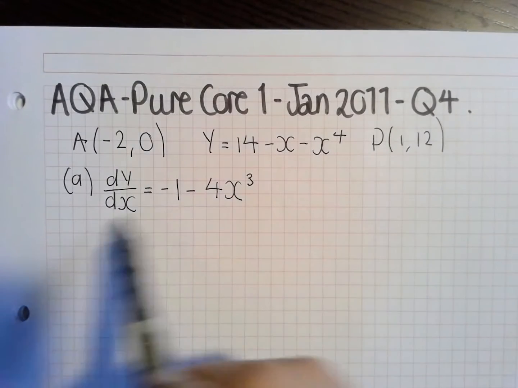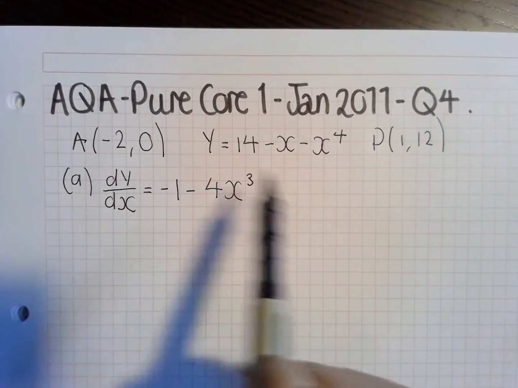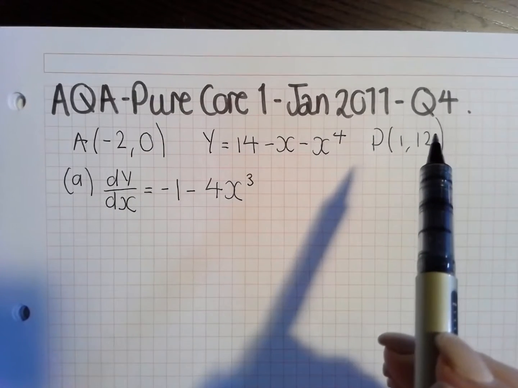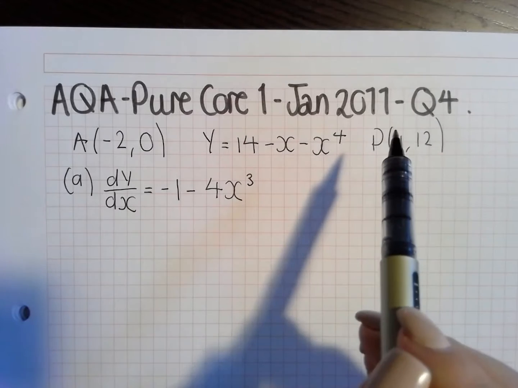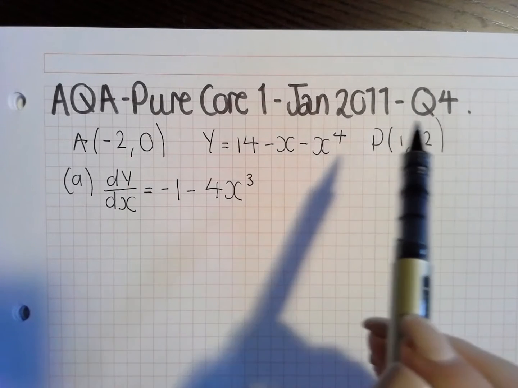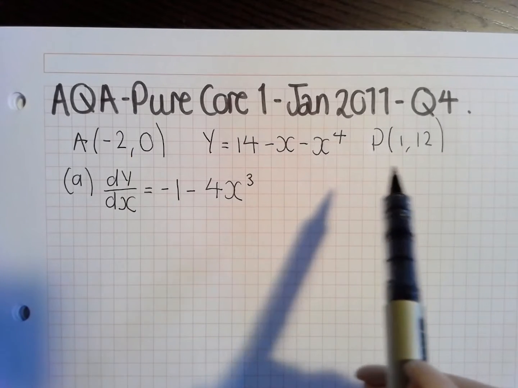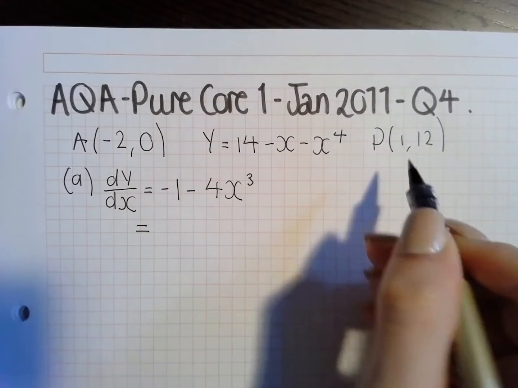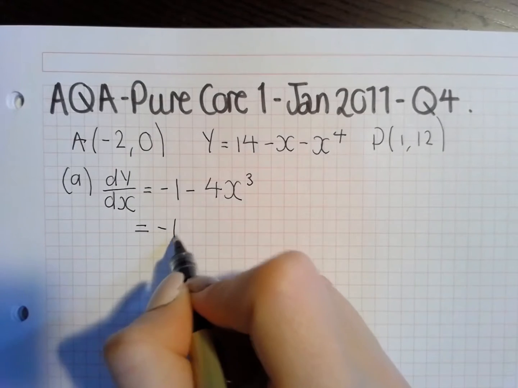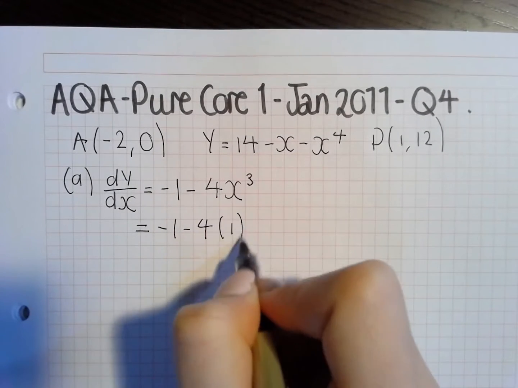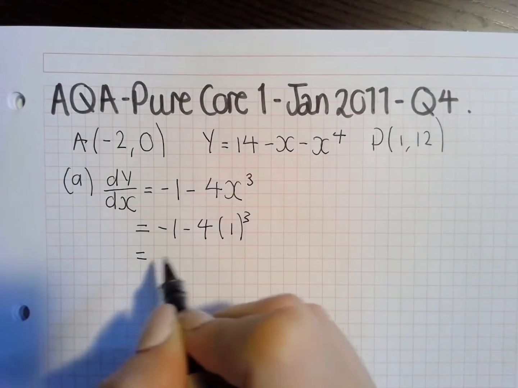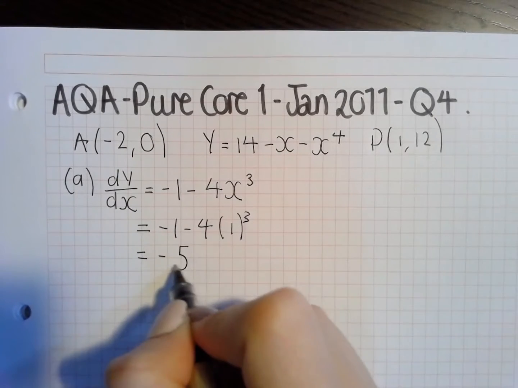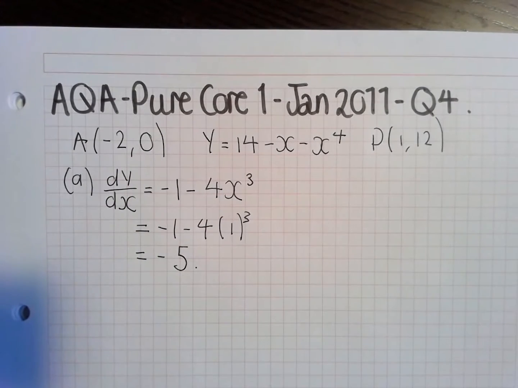So this is the differentiated equation, and we want to find the gradient at the point P. We just substitute the x-coordinate into this. The x-coordinate of P is 1, so minus 1 minus 4 times 1 cubed equals minus 5. And that's your answer. The gradient at the point P is minus 5.